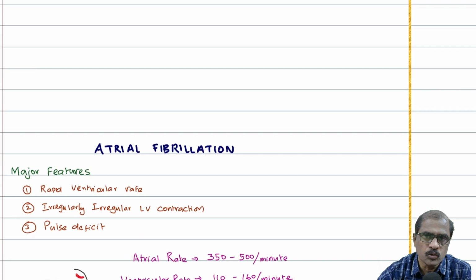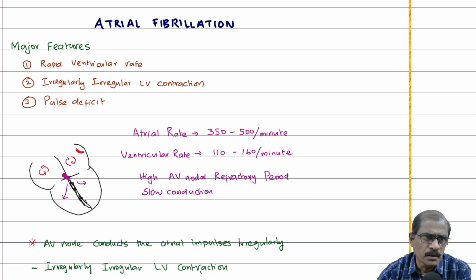With this, now we move on to atrial fibrillation. The major features of atrial fibrillation are: number 1, rapid ventricular rate; number 2, irregular LV contraction; and number 3, pulse deficit. In atrial fibrillation, the atrial rate is 350 to 500 per minute, whereas the ventricular rate is 110 to 160 per minute. Why is there a difference between the atrial rate and ventricular rate?